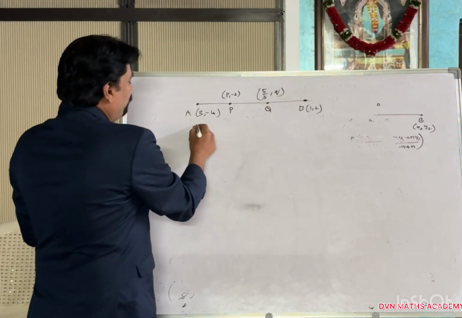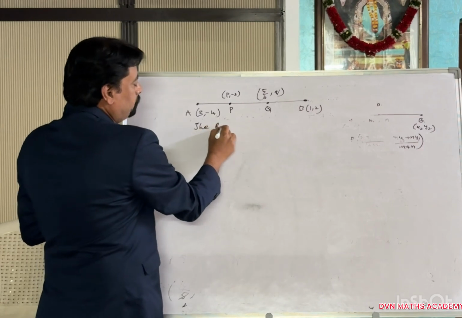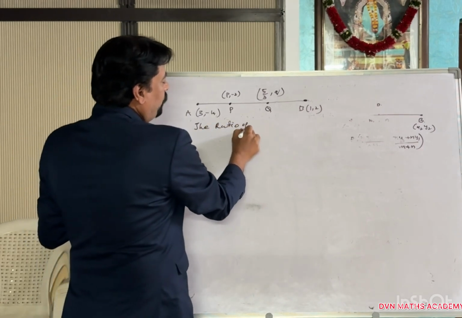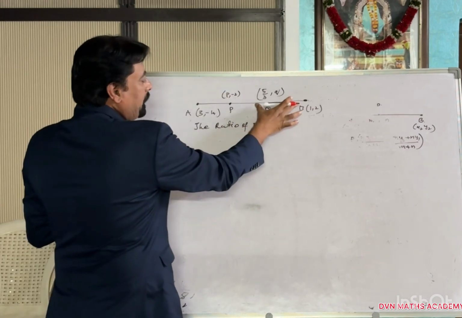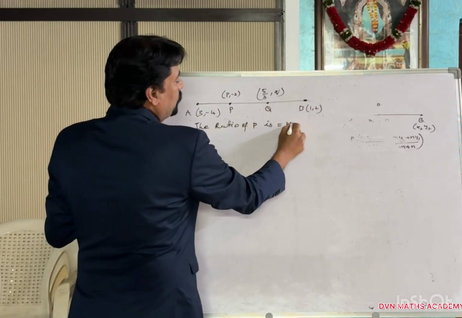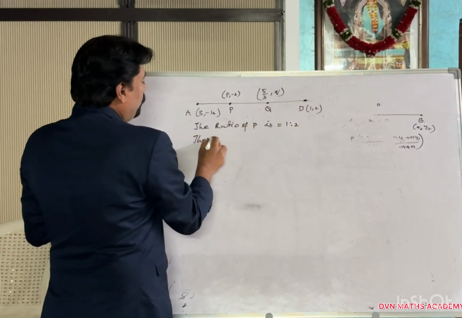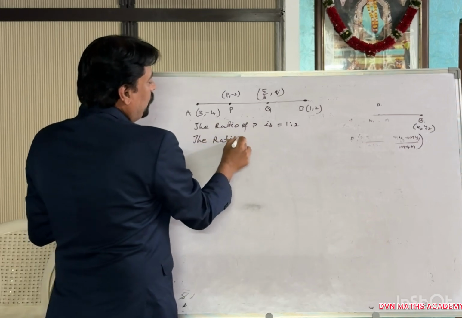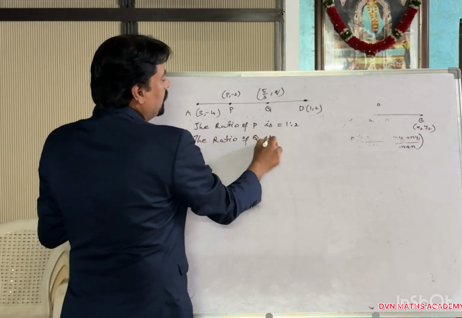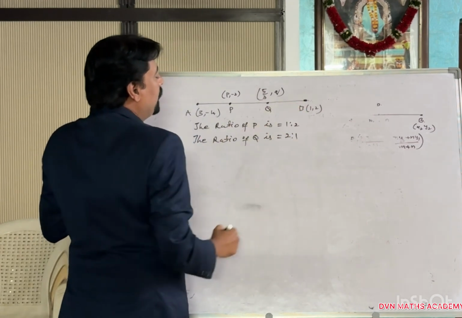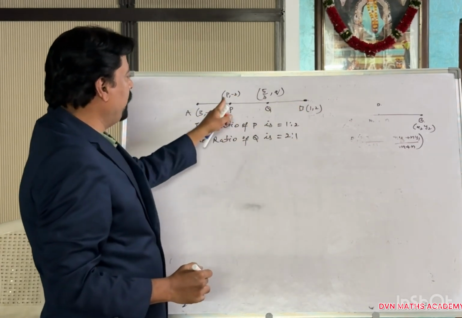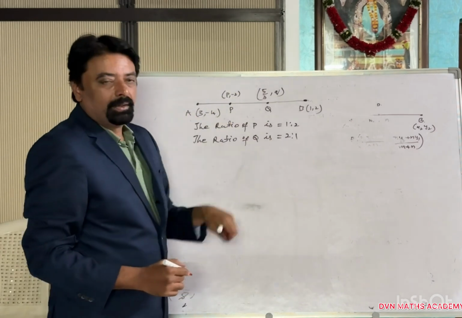So the ratio of P is, if this is 1 part, then the other is 2 parts, so 1:2, and the ratio of Q is, this is 2 parts and this is 1 part, 2:1. Now by this information you need to find the values of p and q.